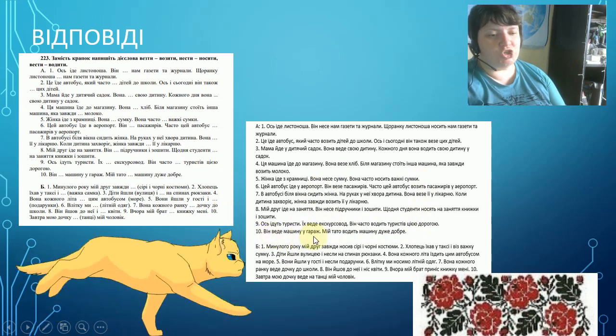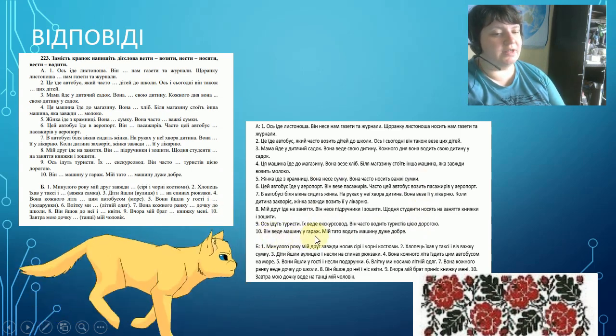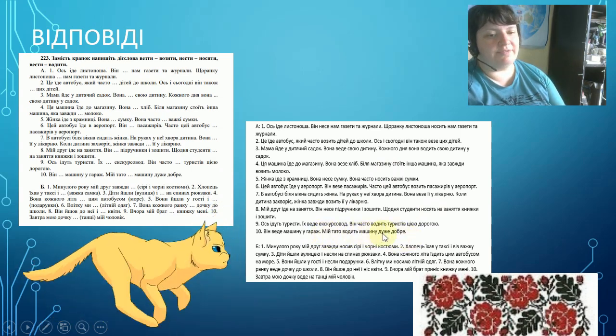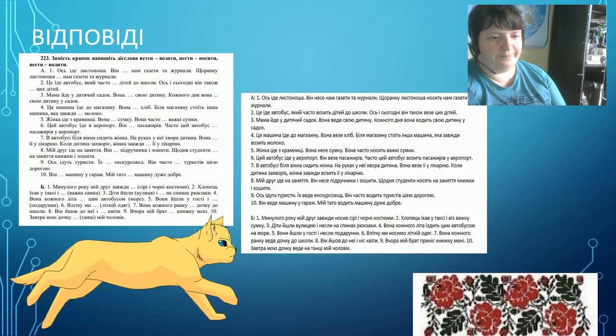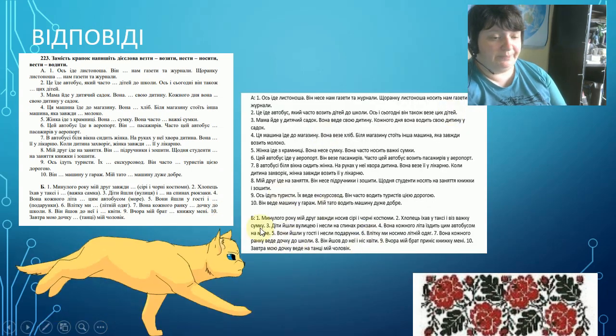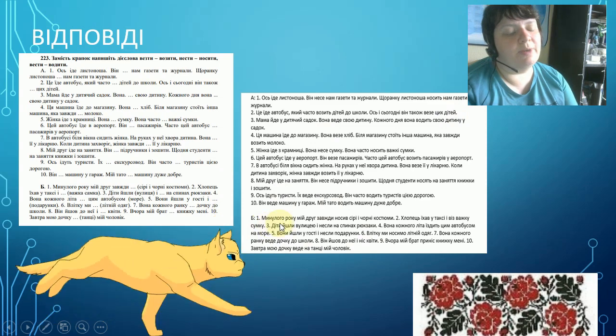Він веде машину у гараж. He is driving his car to the garage right now. Мій тато водить машину дуже добре. My dad drives the car very well. He always drives it. So again, here is the process and here is the routine. And part B here. So pay attention.